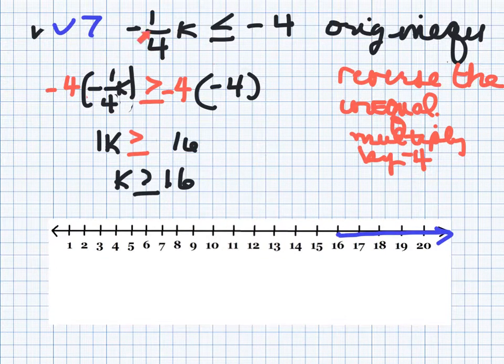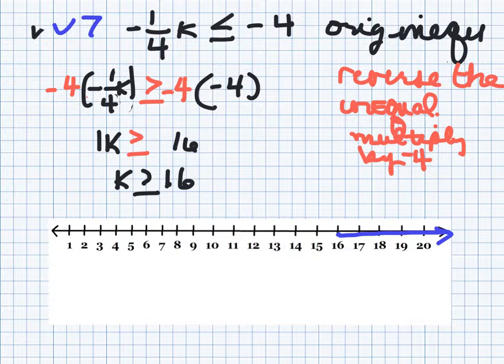Checkpoint 7 is negative 1/4 times k is less than or equal to negative 4. That's my original inequality. I'm going to multiply both sides by negative 4, so I reverse my inequality, and I have negative 4 times negative 1/4 k is greater than or equal to negative 4 times negative 4. I end up with just k is greater than or equal to 16, and that is my answer.